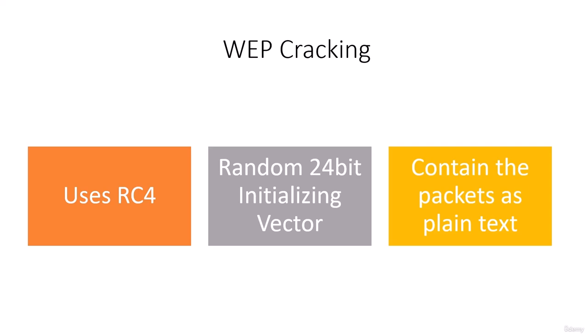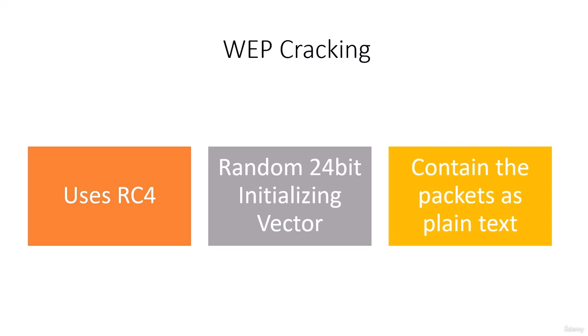Each packet sent into the air has a unique key stream, and WEP ensures that the key stream is unique using a 24-bit initializing vector. The initializing vector is a random number. It's sent in the packet as plain text, so this part is not encrypted. If you read a packet, you'll be able to read it as plain text. But the problem with this is that the initializing vector is very short. It's just 24 bits and it's not that long.